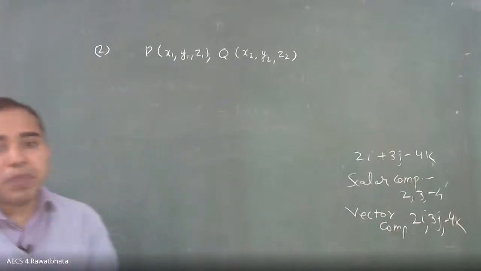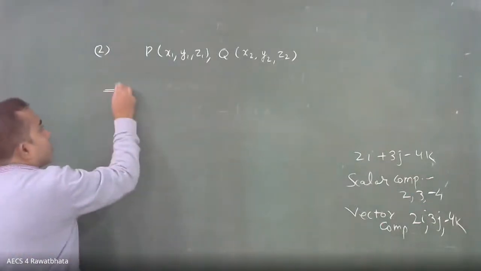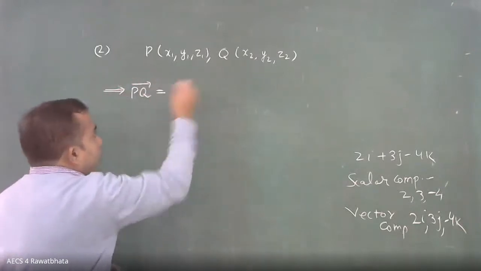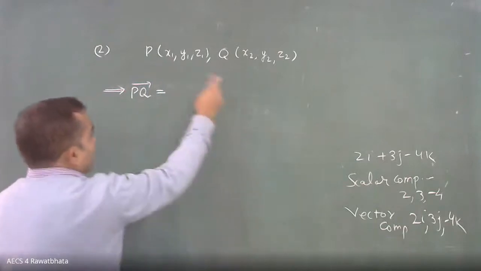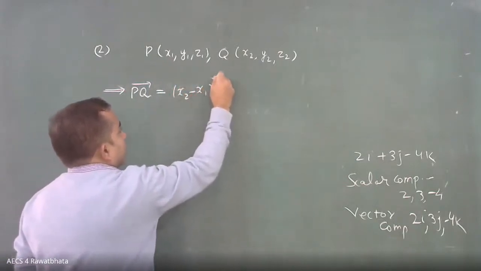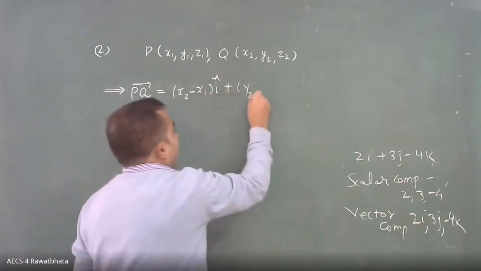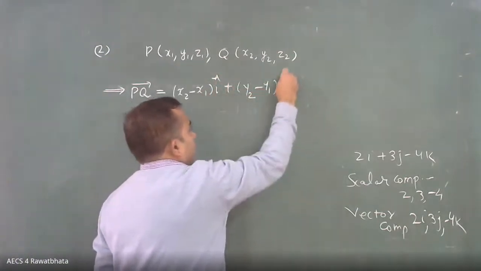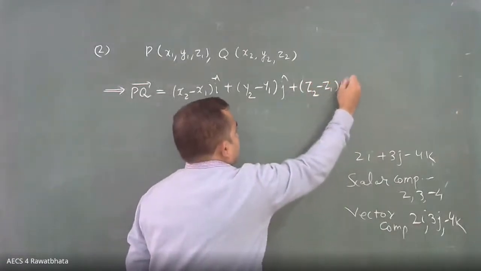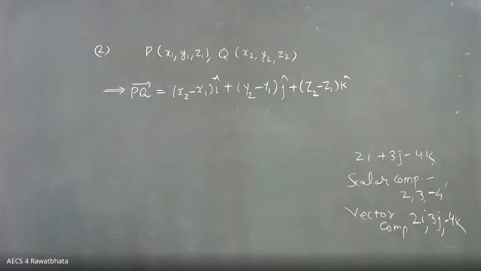So first I will find the PQ vector. PQ vector is so easy. When the coordinates are here, PQ vector will be x2 minus x1 i plus y2 minus y1 j plus z2 minus z1 k. Right, this is so.